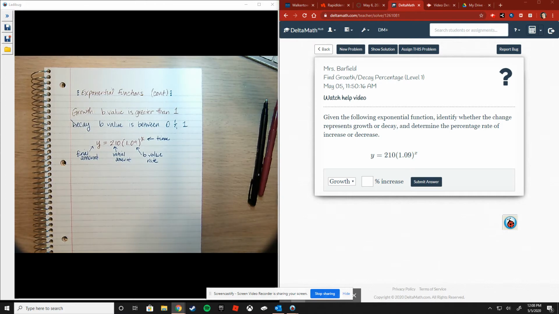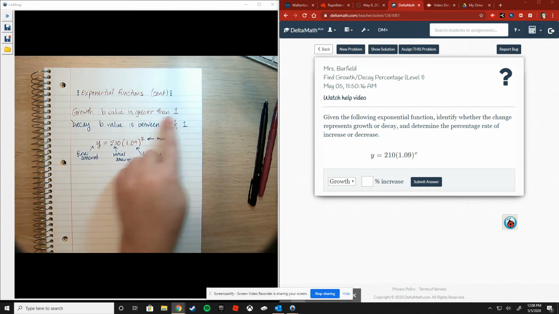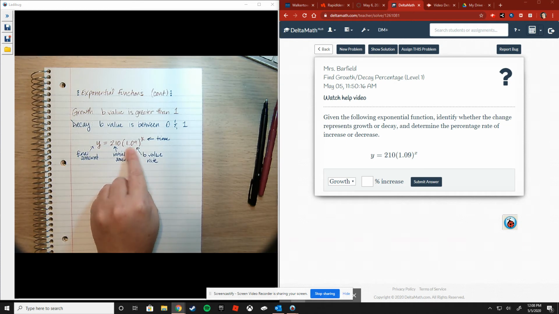Okay. So now that we know what all these different parts are, they're asking us if it's growth or decay. So the B value, is it greater than 1? Well, 1.09, that whole value as a whole, is greater than 1. So my first part on my Delta Math assignment is I have to make a selection here. I'm not going to interact with Delta Math because it makes a delay on my computer. I would just click on this drop down menu and click growth or decay. And since this one is growth, I'm going to leave it be.